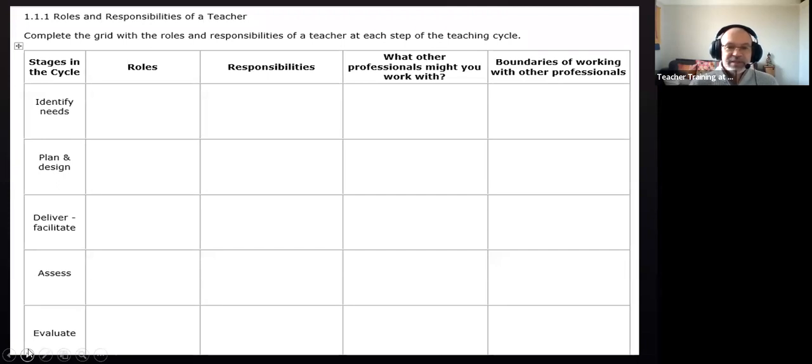The responsibilities might be looking at initial assessments, speaking to students and parents, possibly speaking to line managers or employers if they're apprentices or employees, and identifying what the needs are and putting things in place. Then we go on to what other professionals we might work with and what the boundaries are with those other professionals. And then we just repeat that for plan and design, deliver and facilitate, assess, and evaluate the program. And that's it really. That's all there is to it.